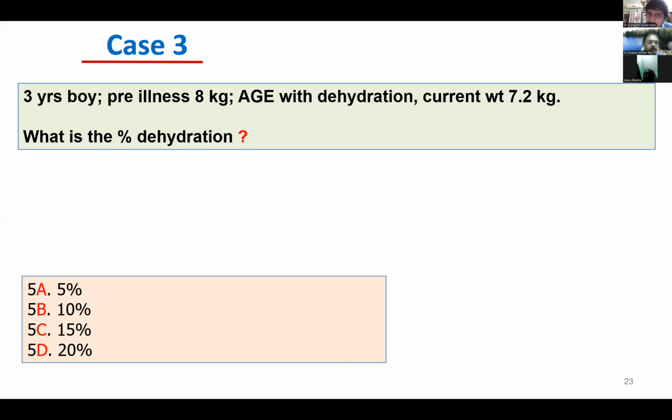Anyway, the duration is either 2 days or less or 4 days or less. The percentage of dehydration will not change. The treatment will change, but the percentage of dehydration remains the same. Okay, so I will say also that this symptom is for more than 48 hours. So, okay, then come to the answer.